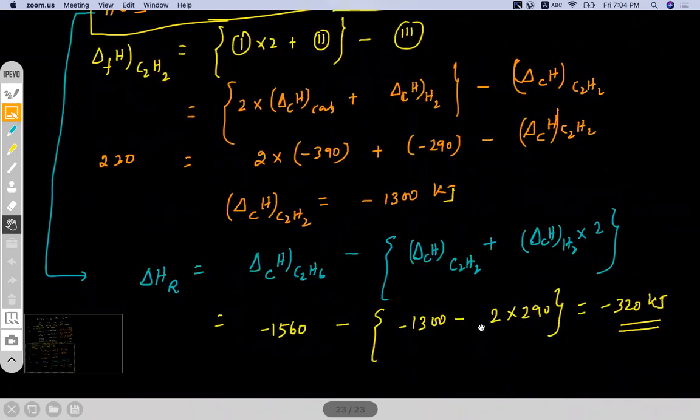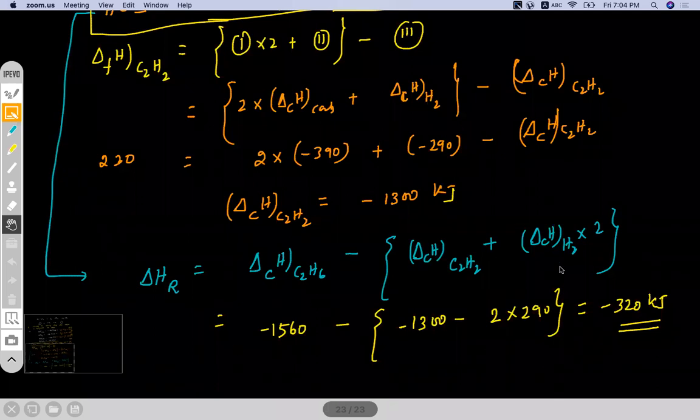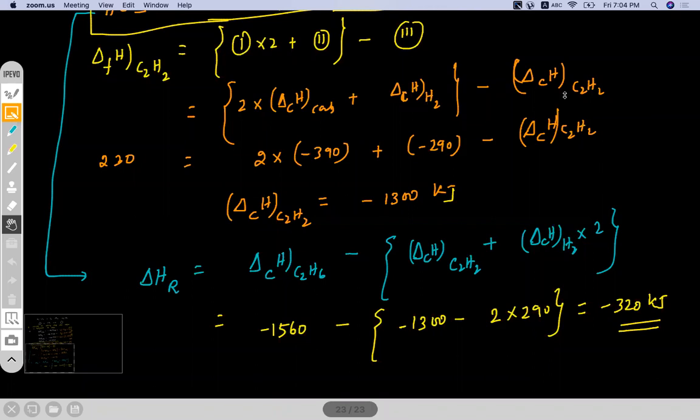Basically, you need to just write down product minus reactant. That is it. Nothing much. Correct? Understood? I would request all of you to solve this question also on your own once after the class. Then probably you will understand what we have done. Yes, guys.